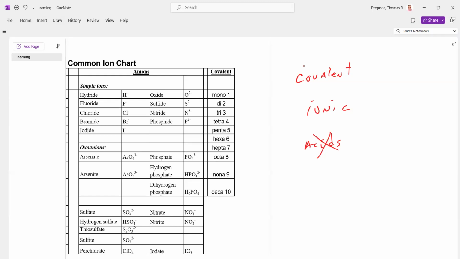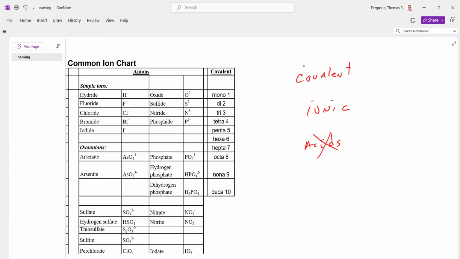Okay, so the bottom line is, how do you tell the difference? The first thing you do is you see if it's ionic. Does it have a cation over here and an anion, or a metal and a nonmetal? If it is, then it's ionic. If it's not ionic, then it's covalent. So you just check for whether it's ionic first, and then it defaults to covalent if it's not.